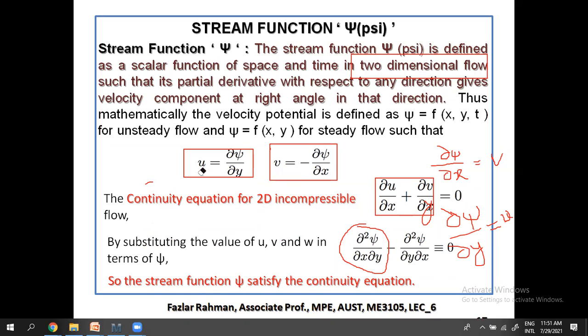That means del psi by del y, you are taking the derivative along the y-axis, but it represents the velocity along the x-axis, u. Similarly, del psi by del x, you are taking the derivative along the x-axis, so it represents the velocity along the y-axis, v, but to satisfy the continuity equation, we need to put a negative sign over here. Okay, that you need to remember.